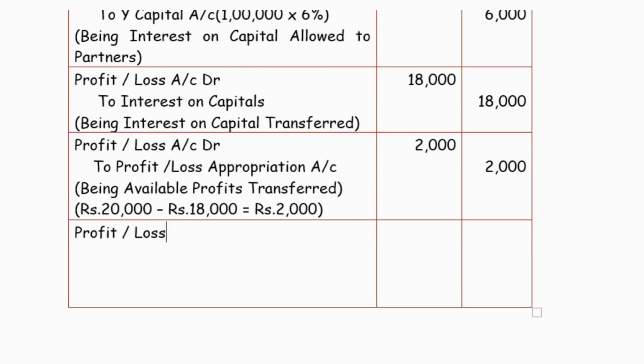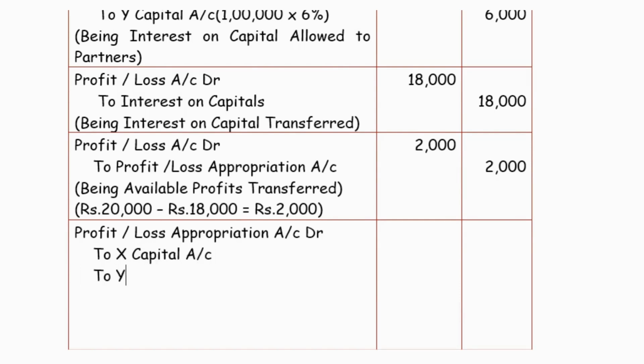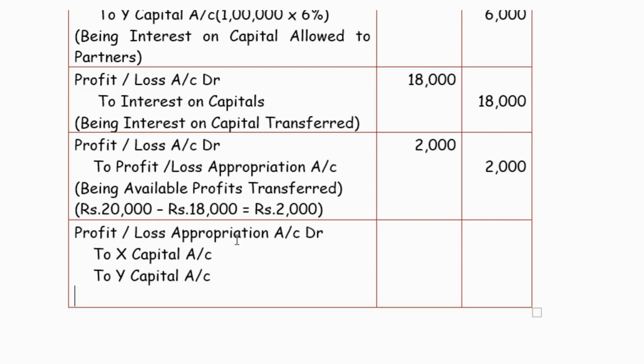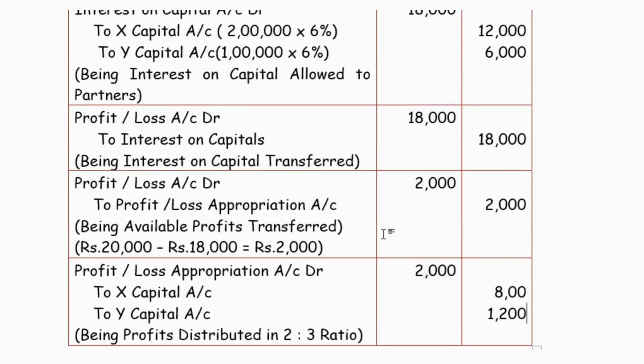That is, profit or loss appropriation account debited to X capital account and to Y capital account. That is the available profit distributed, being profits distributed in 2:3 ratio. The 2,000 available profit, when distributed in the ratio 2:3, works out to 800 and 1,200. These are the journal entries for the fourth case.